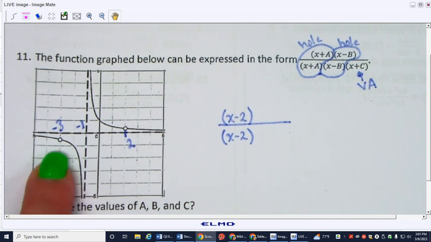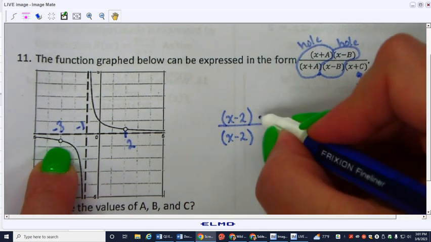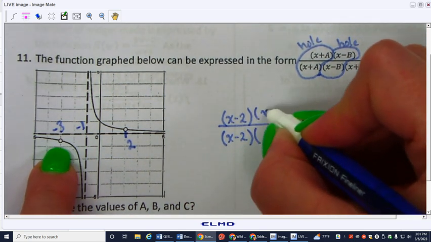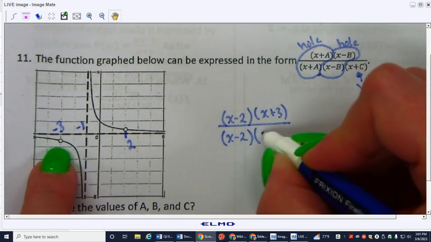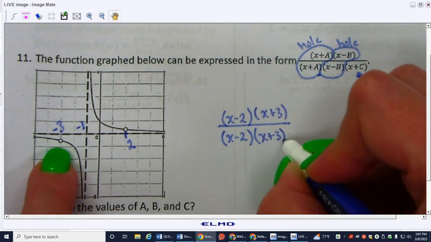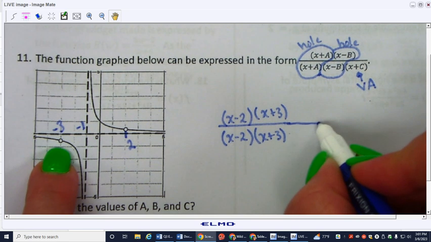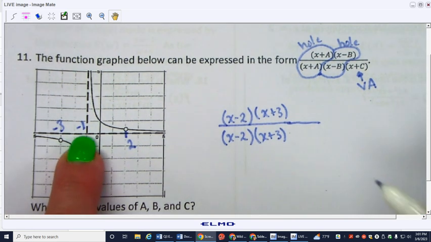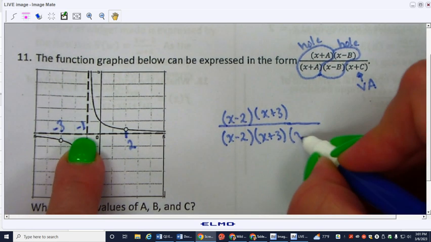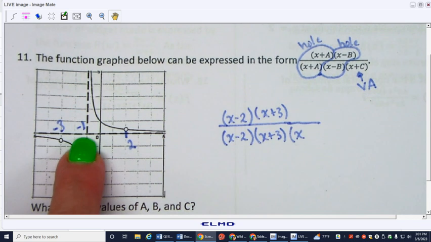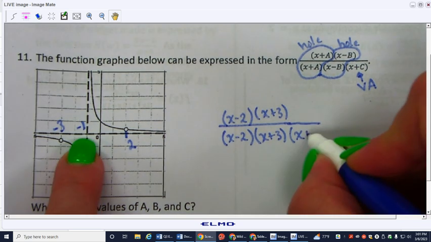All right, what about my other hole, my negative 3? What's that going to look like top and bottom? X plus 3. So then we still need to do our vertical asymptote. My vertical asymptote is going to be x plus 1.